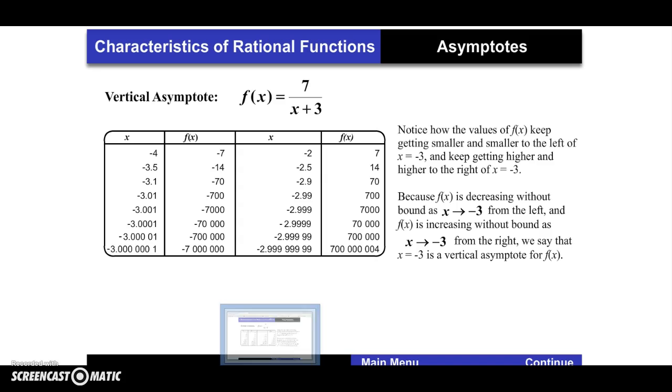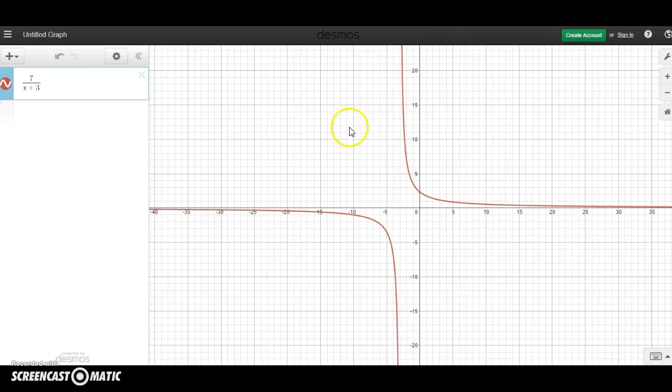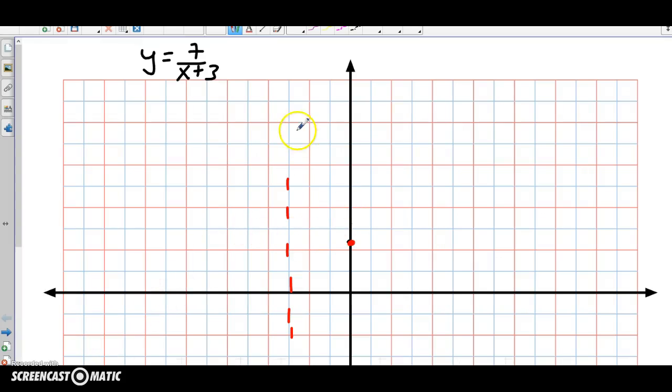And because of that, as you approach from that side, let me go back to this Desmos real quick, it gets bigger and bigger and takes off. And when we sketch it ourselves over here, we're going to have something like this happen. So let's do our graph in green. We're going to go through here and we're going to take off like this. Okay.